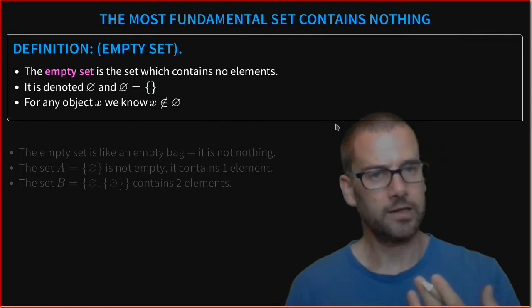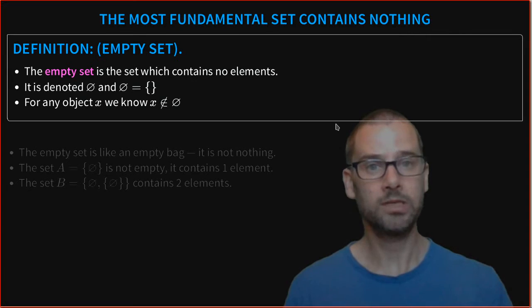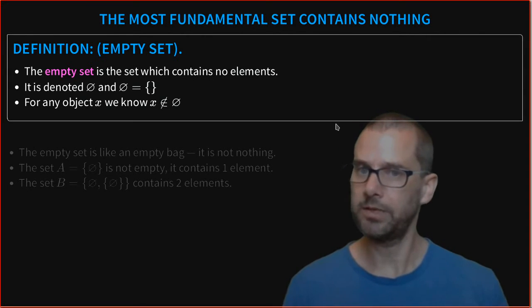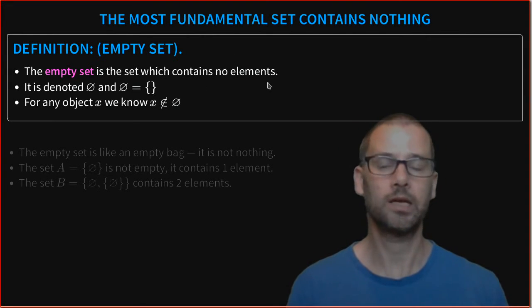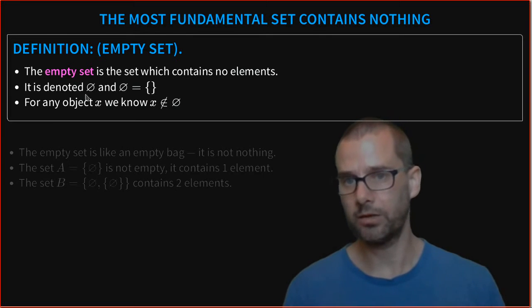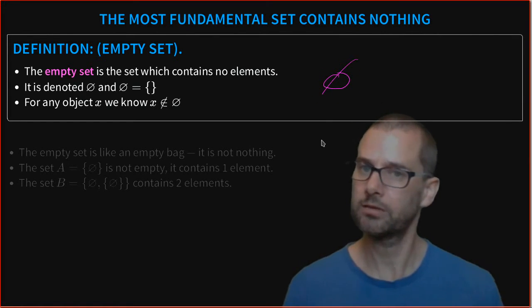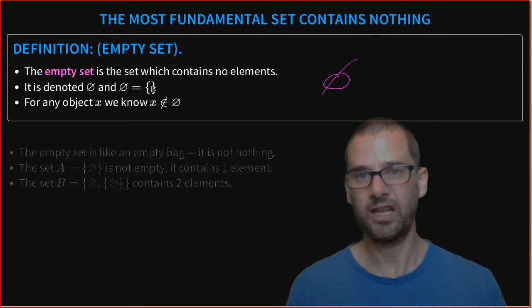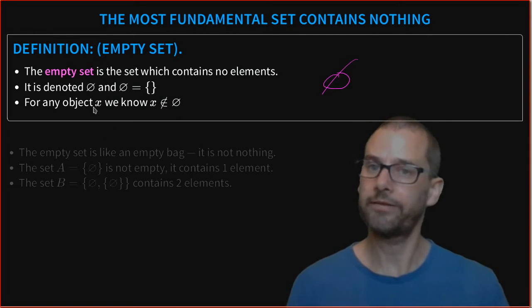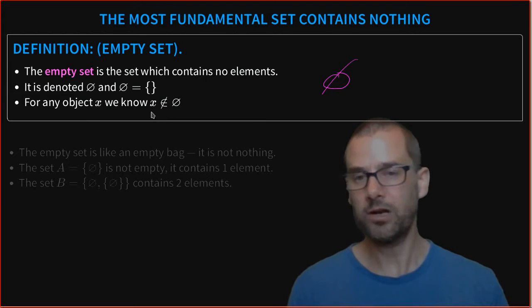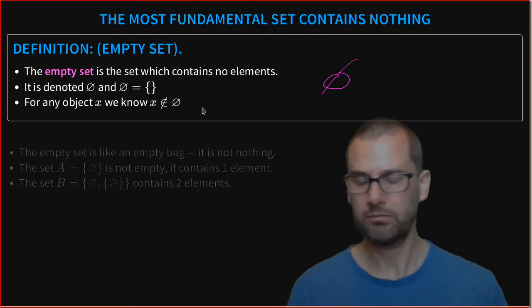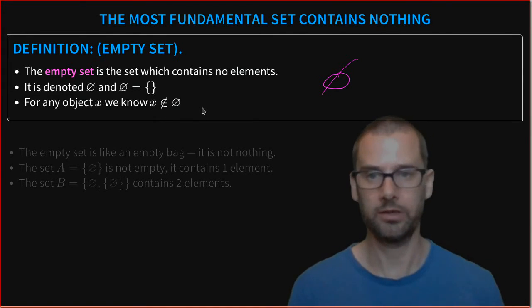Now, let's define some important sets. Perhaps the most important set is the empty set. So the empty set is the set that contains no elements. It's typically denoted by this circle with a stroke through it, so just like this, and we define it to be the set that contains no elements. So that means for any object x, we know that x isn't in this set. So no matter what we choose, it's not in the set.